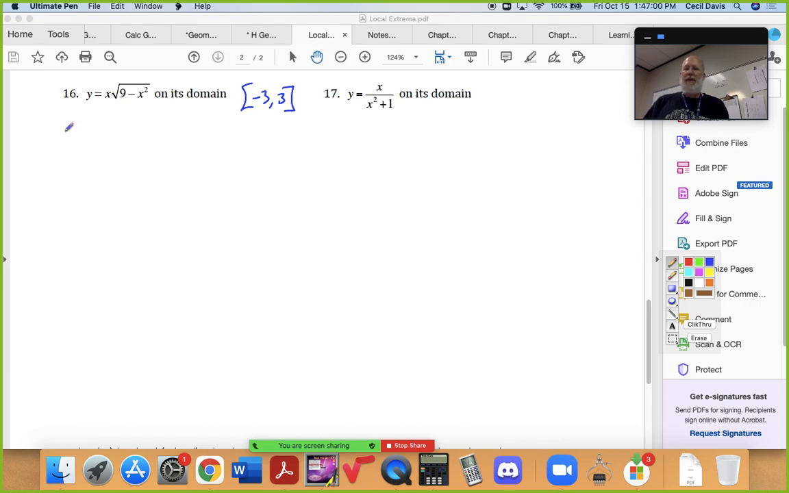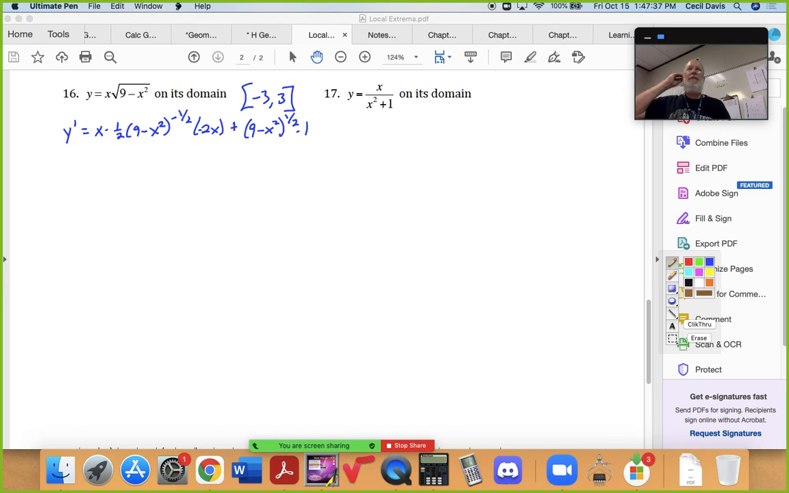So we'll take the derivative, y prime, and we'll have to use the product rule. So it'll be x times 1/2 of 9 minus x squared to the negative 1/2 times negative 2x. So far, so good? Okay, plus 9 minus x squared to the 1/2 times 1.